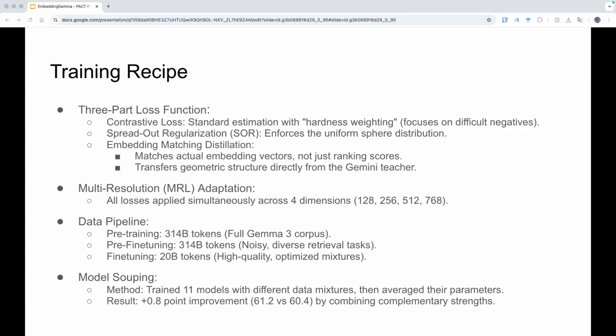Basically, what they did is train 11 different models instead of just one model with a lot of hyperparameters. By doing 11 models, whatever weights they got, they just averaged them and created one final model. This gave a 0.8 improvement compared to just one single model with a complete hyperparameter search. So this is the high level overview of the training part.